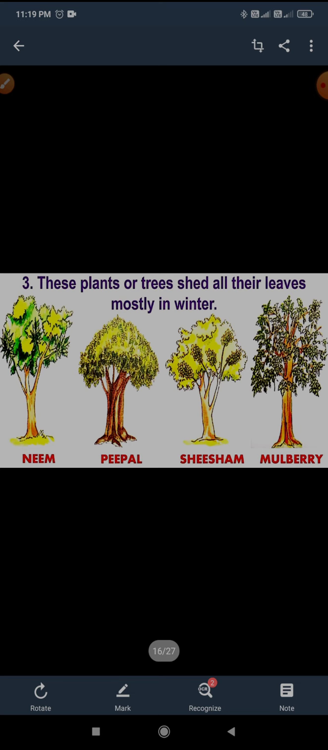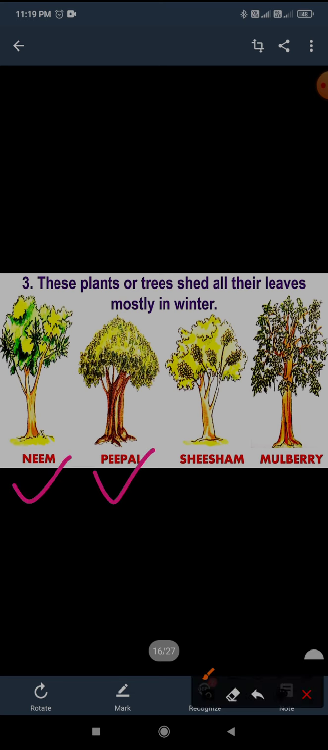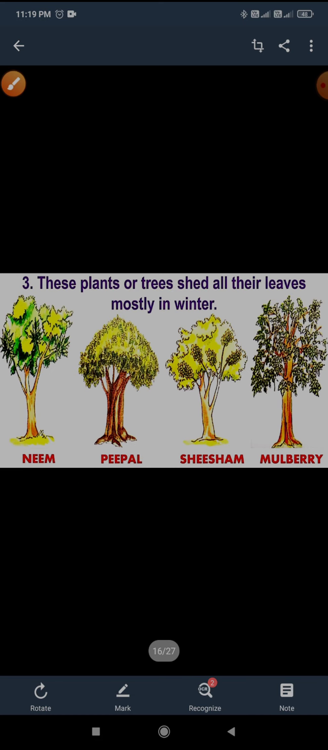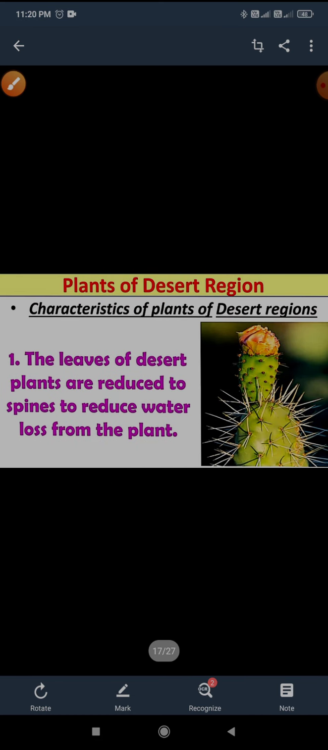Now let's see some examples of the plants found in plain areas. Peepal, teak, mulberry, these are all example plants of the plain region. These trees shed all their leaves mostly in winter, and their leaves are flat. This helps in evaporation and makes them cool.